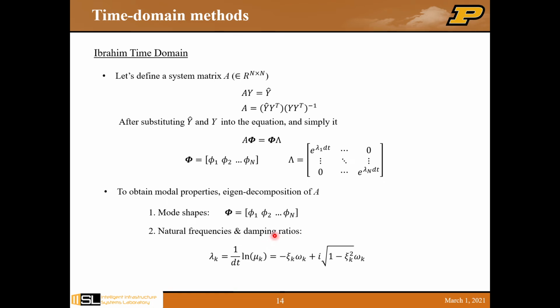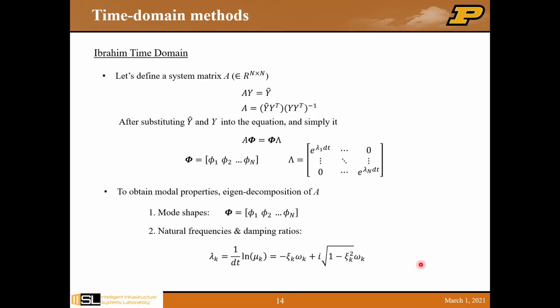To obtain the modal properties, we can do eigen decomposition of the system matrix to obtain the mode shape, as I mentioned before. We can also transform from the Z domain to the S domain and further to the continuous system to obtain the natural frequency omega k and the damping ratio zeta k here.